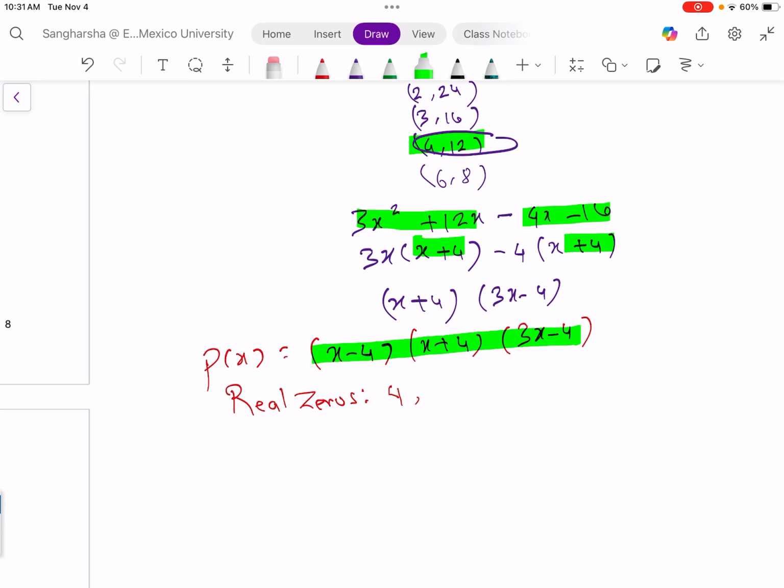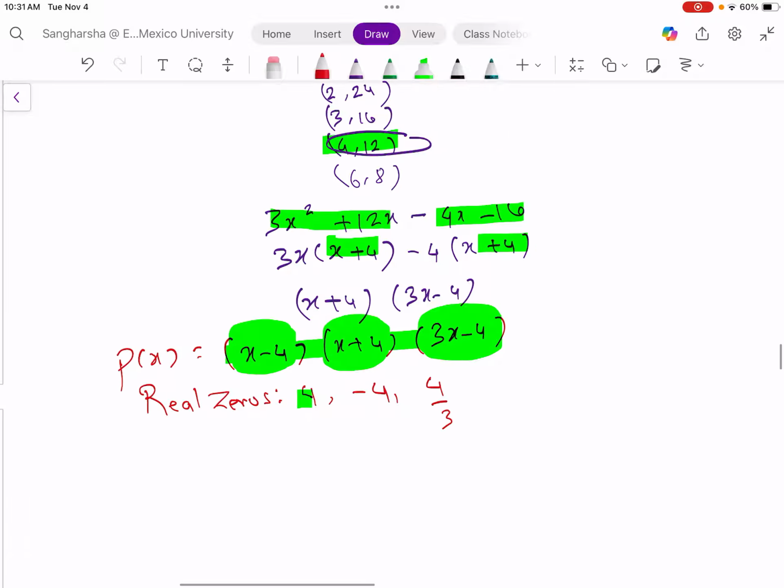So you take each factor and find a number that makes each factor 0. If you take this factor, for what x value is this factor 0? For 4, right? Now you take the second factor, for what x value is this factor 0? Negative 4. Now we have one more factor. For what x value is this factor 0? 4 over 3.